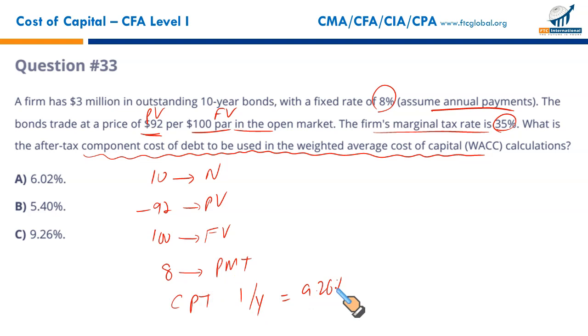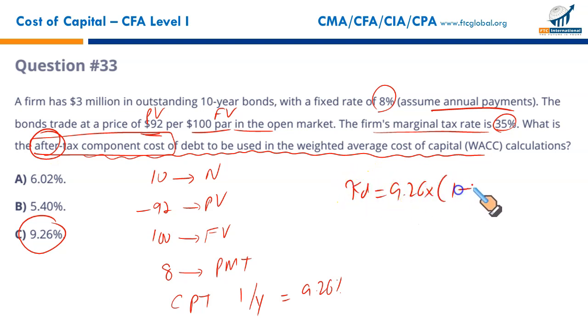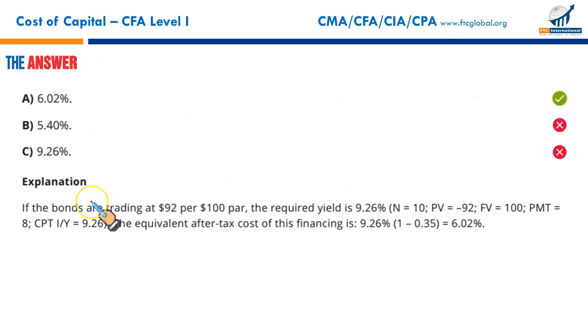Have you been given the tax rate? If tax rate is given, you have to bring it back to after tax basis. Apparently you will jump at option C, but that will be wrong. We need after tax component cost of debt. After, the emphasis on after, so that's why KD is 9.26 times 1 minus tax rate, that is 35%. So it's going to be 9.26 times 0.65, that's 6.019, which is approximately 6.02. That makes A the correct option.